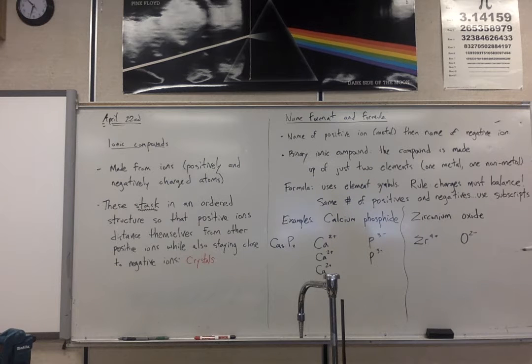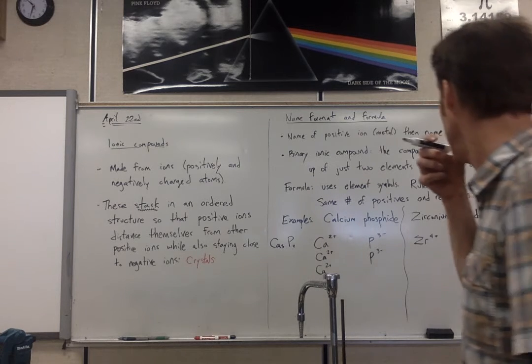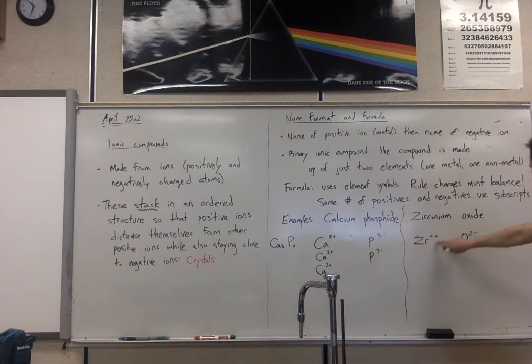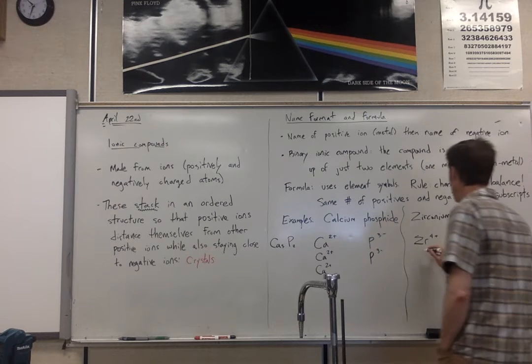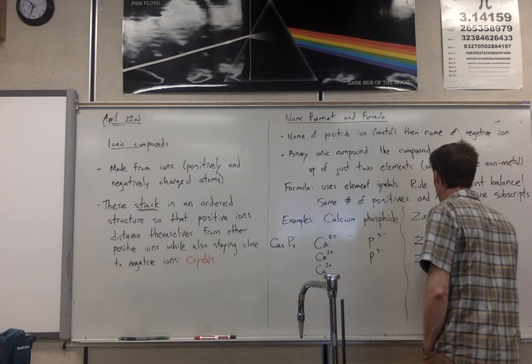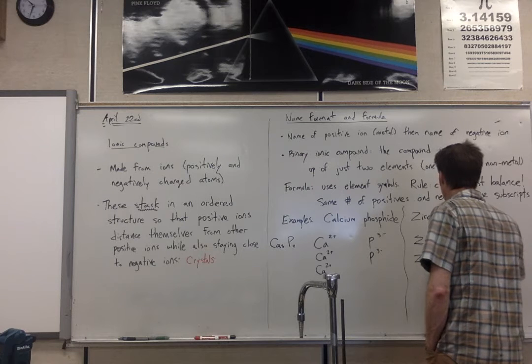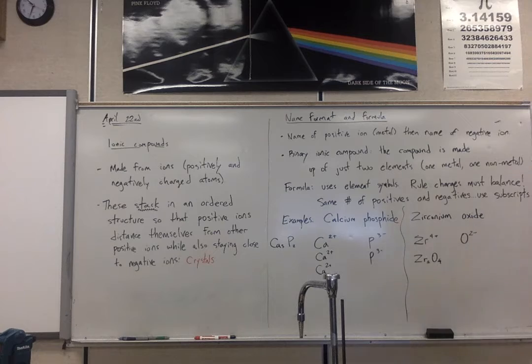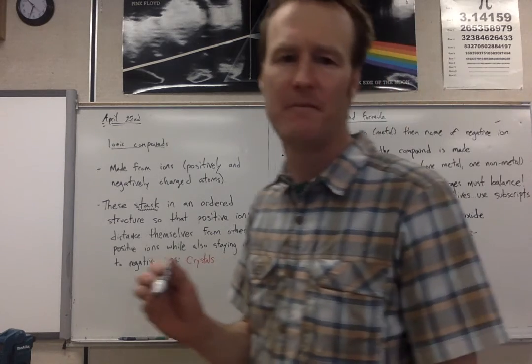So you might think, all right, 4 times 2 is 8. 8 divided by 4 is 2. 8 divided by 2 is 4. And you come up with Zr2O4.